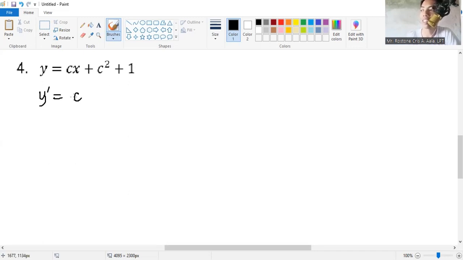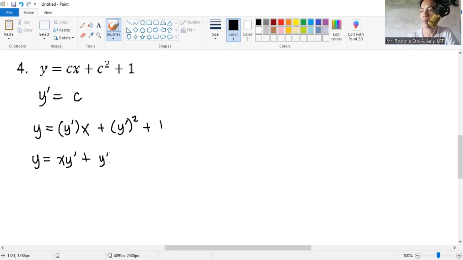Ibig sabihin, ang c natin ay equal sa y prime. Therefore, isa-substitute lang natin yung y prime doon sa c. So we have y is equal to y prime multiplied by x plus y prime squared plus 1. So the answer is y is equal to xy prime plus y prime squared plus 1.